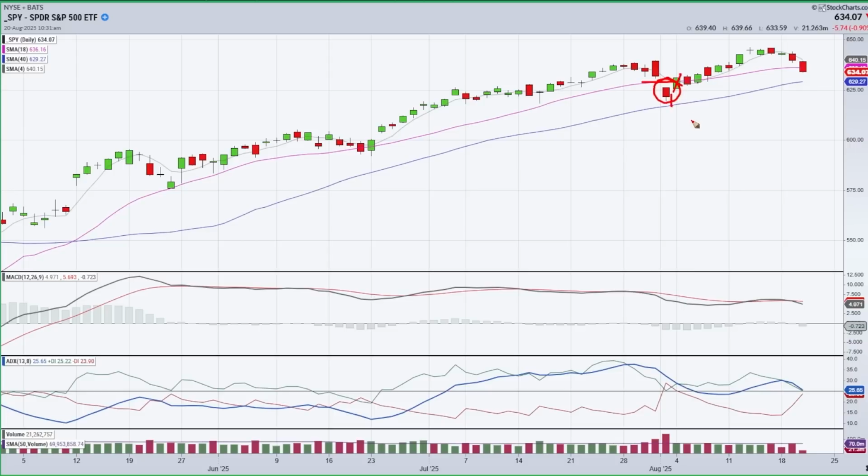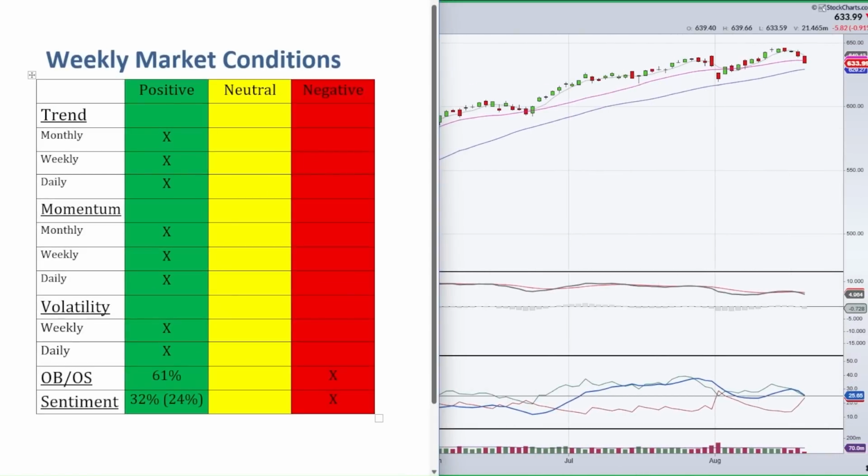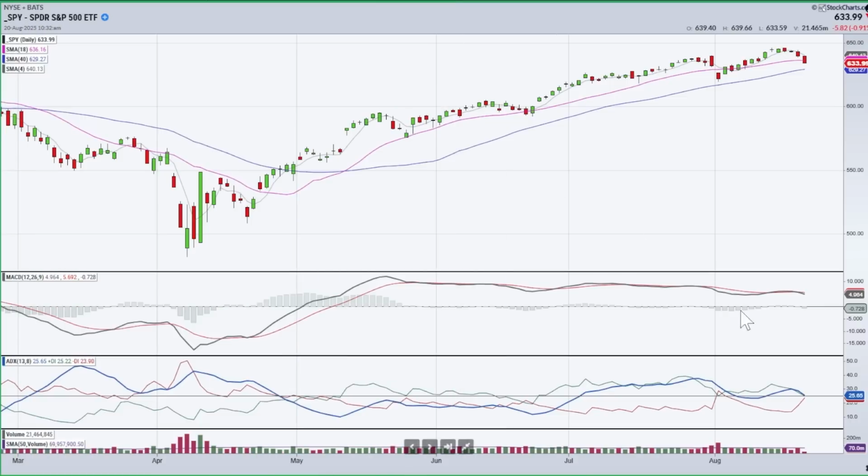Never took out the low of that bar. But now we're re-breaking this moving average, and if you notice, the moving average looks like it's really losing a lot of slope, and MACD is recrossing here without making a new high, so we have divergence in place, and I really should have opted to change the momentum, at least on the daily, to neutral at this point based on what's taking place.